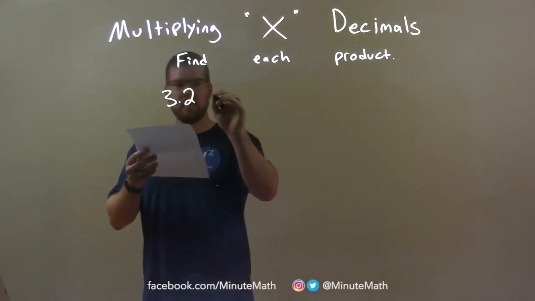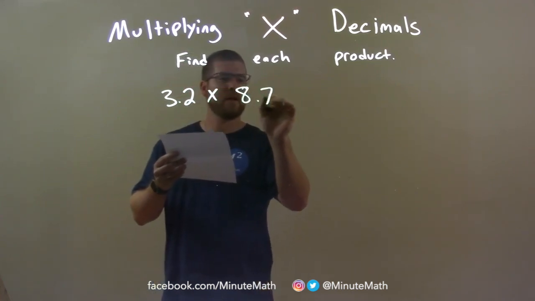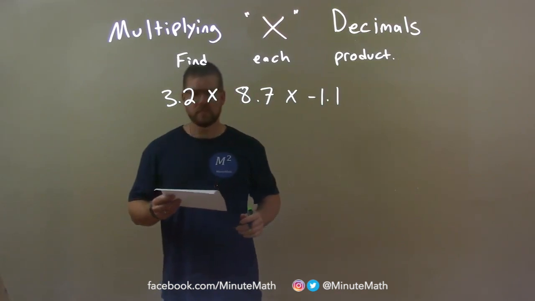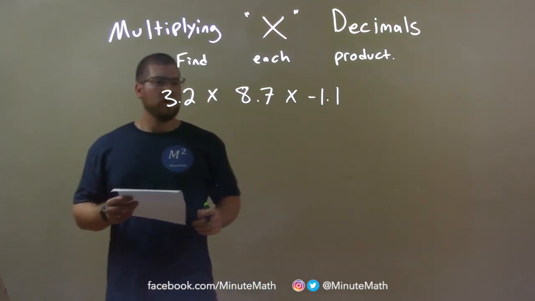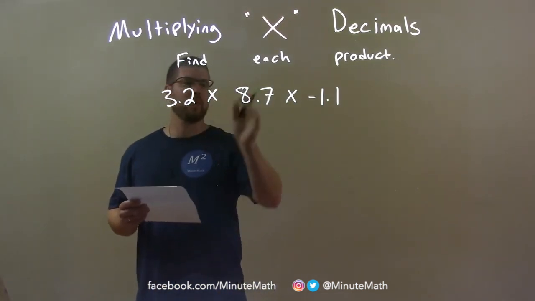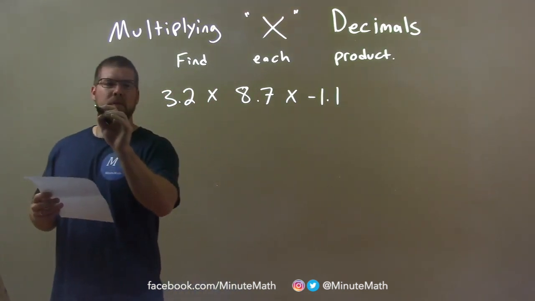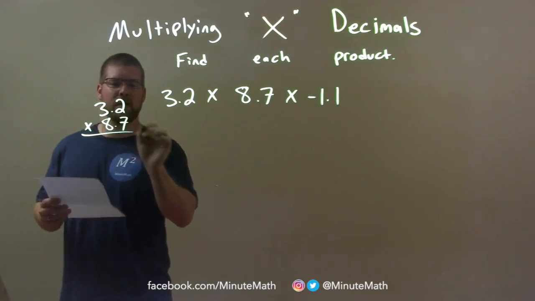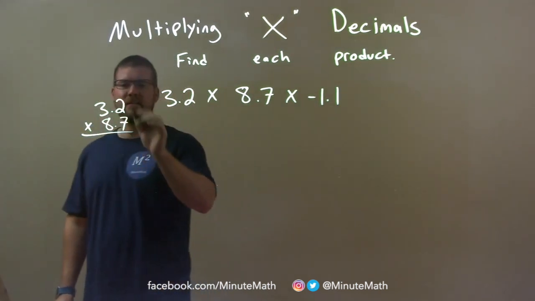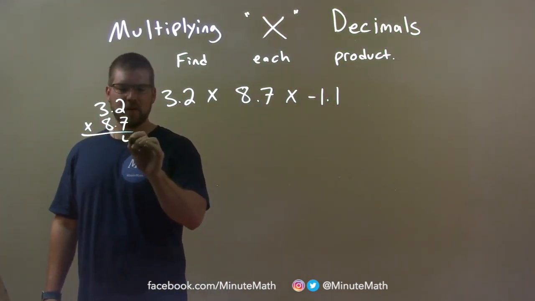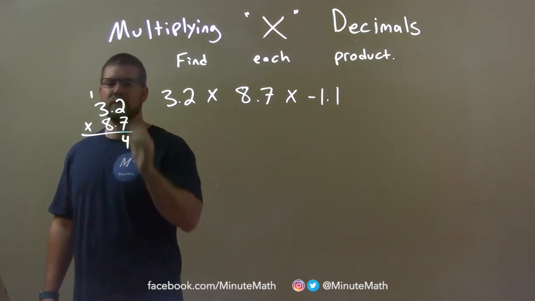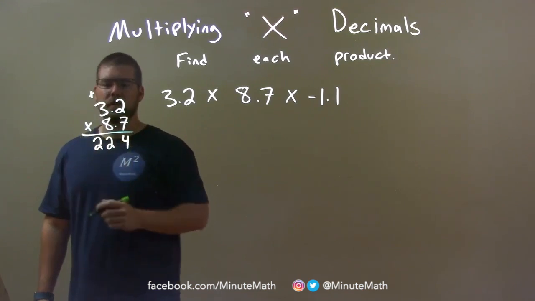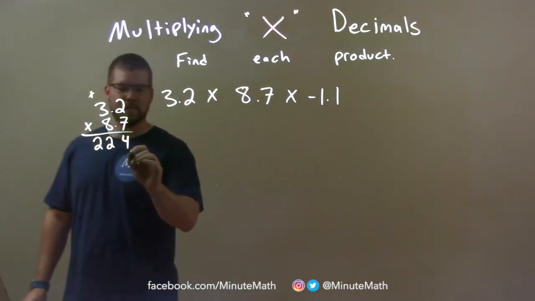3.2 times 8.7 times a negative 1.1. Okay? Well, let's deal with the first 2 numbers. 3.2 times 8.7. Let's put the 8.7 here, it doesn't matter. 7 times 2 is 14, 4, carry the 1, and 7 times 3 is 21, plus 1 is 22, okay? Cancel out that 1 for the next ones now.